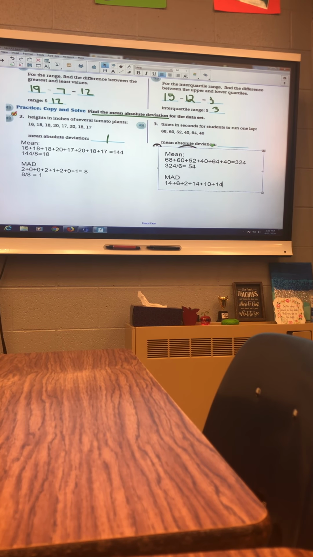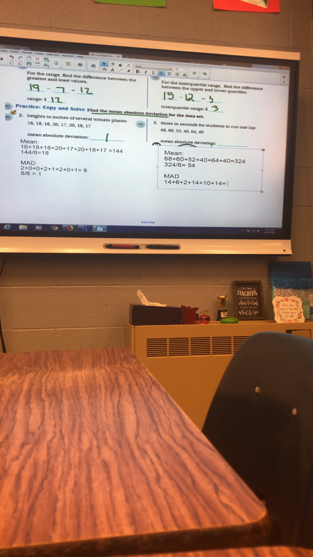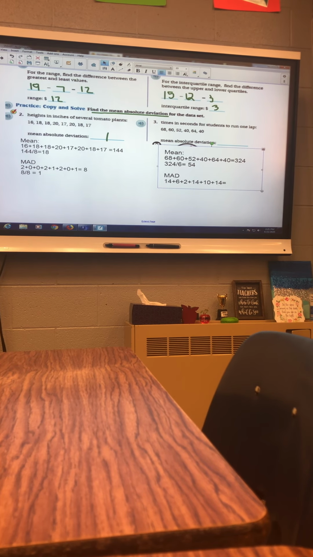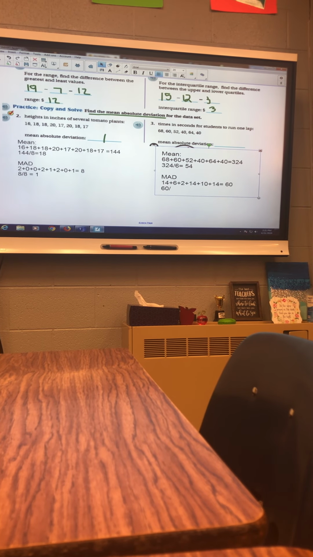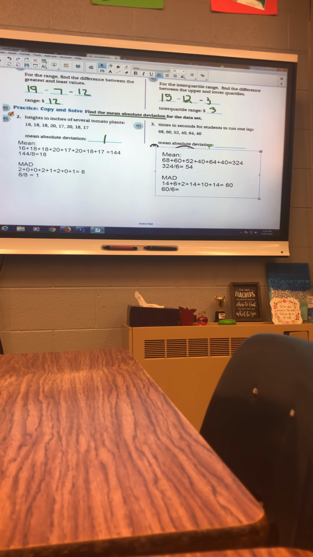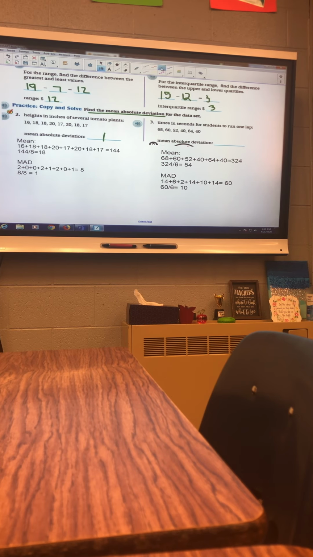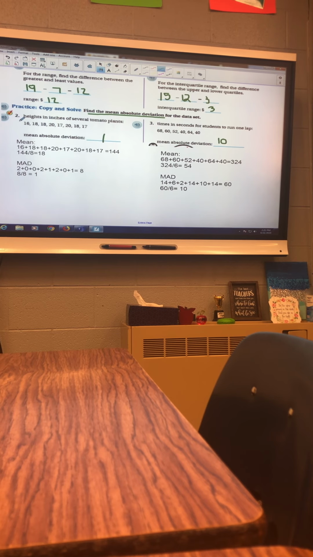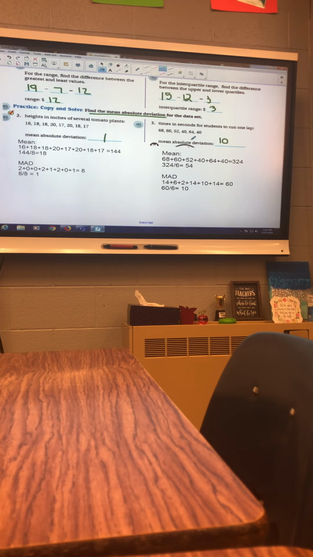Okay, add those up. You should get 60. Then 60 divided by how many you added up, which was 6. Your mean absolute deviation is 10. Okay, and then you would go write it up here. Now if somebody were to ask you which data set varies more, number 2 or number 3, it would be number 3 because the mean absolute deviation is much bigger.